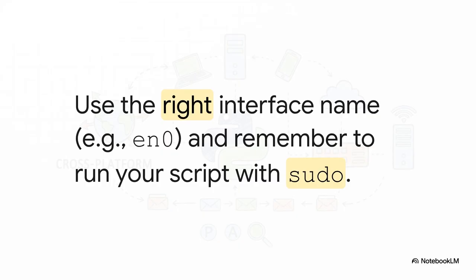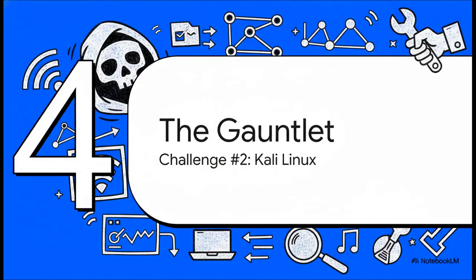The 2 biggest reasons these scripts fail on a Mac are super simple. 1, you forgot to run it with sudo, so the script has no permission to listen. And 2, your code is looking for an interface named ETH0, which just plain doesn't exist on a Mac. Get those 2 things right, and you're golden. Okay, let's move on to our next stop in the gauntlet.